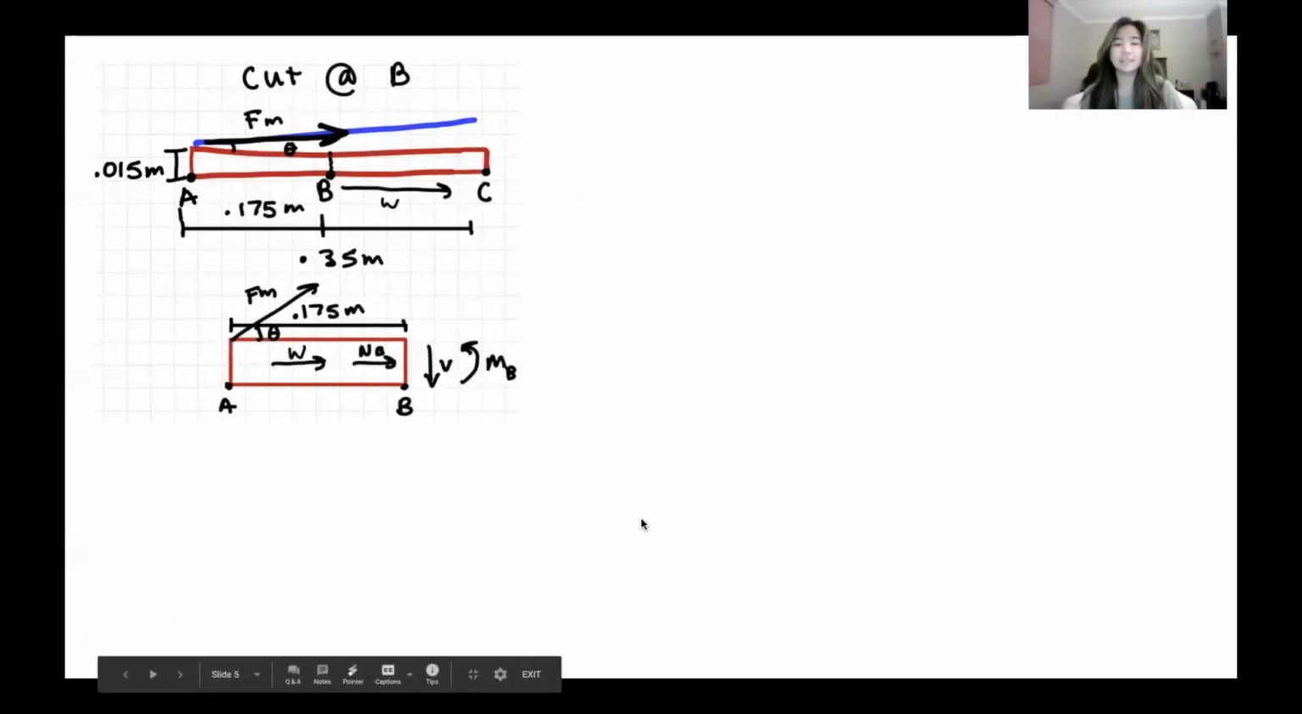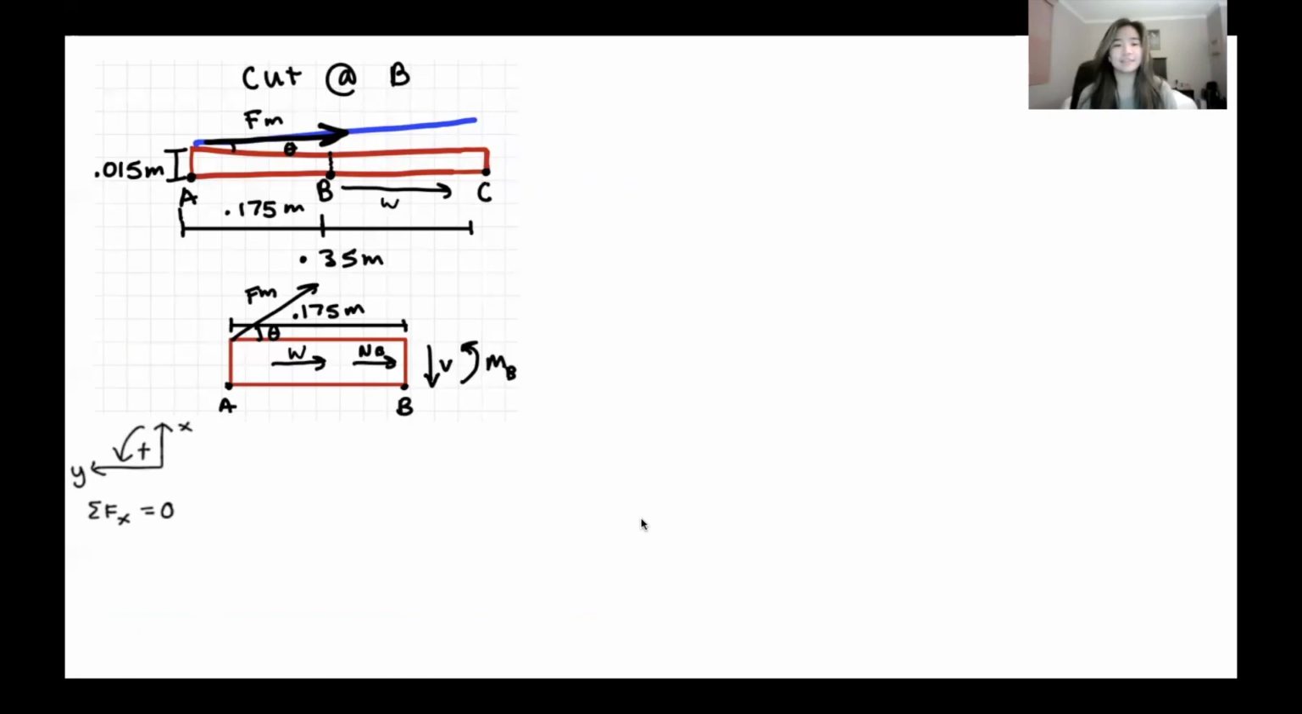Now we're going to look at the free body diagram for the internal loading. As you can see, we've attached the internal loads to the free body diagram, and again, we've attached the axes. Now we're going to solve for the sum of forces in the x direction, and this we'll use to find the shear strain.